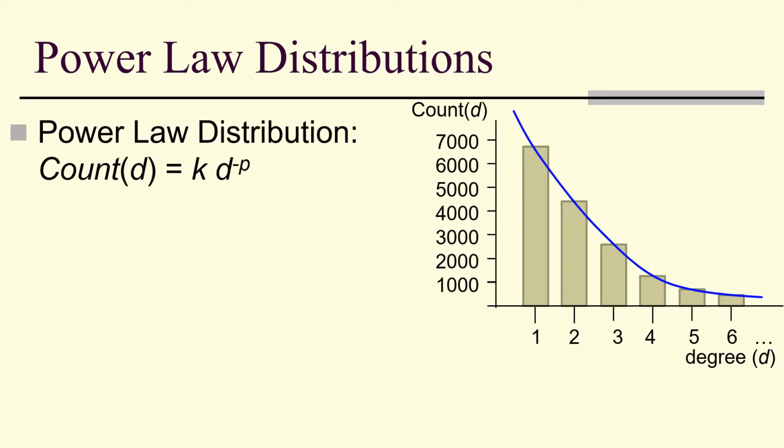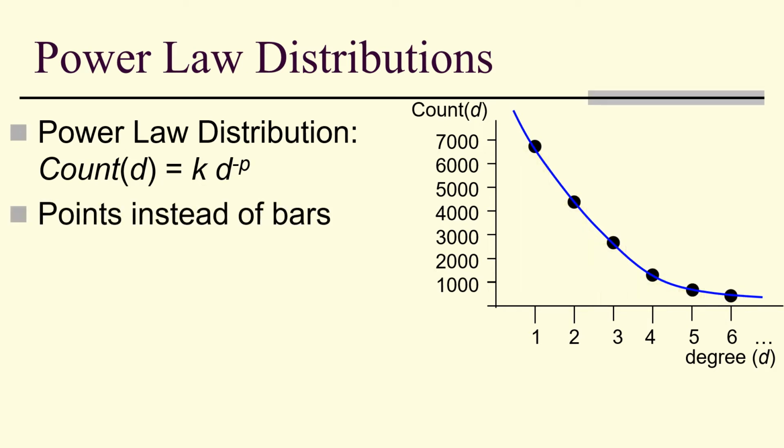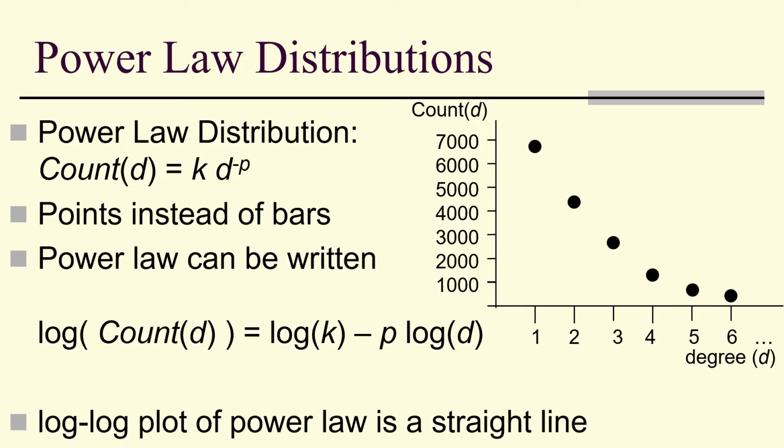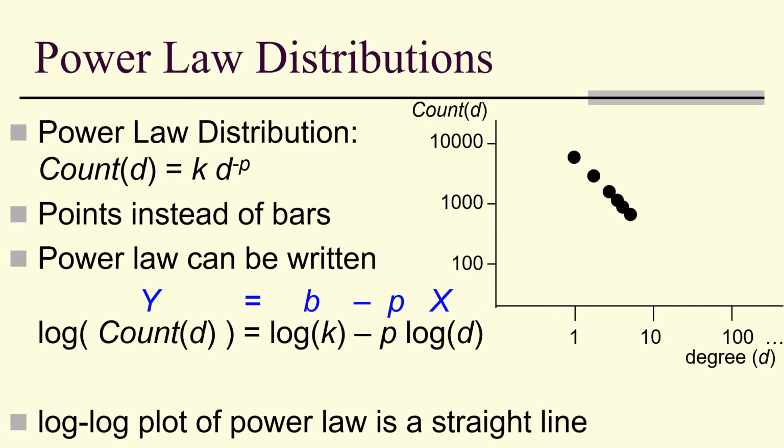So we get this distribution model. A power law distribution defines a scale-free network, and I can often use points instead of bars. So I'm looking at points on the curve rather than at a histogram. If I do that, then I can take logarithms and end up with the logarithm of the count is the logarithm of a constant minus p times the logarithm of the degree. That means that the log-log plot of a power law is a straight line. So if I use log scale on both axes, a power law gives me a straight line, as you can see here.